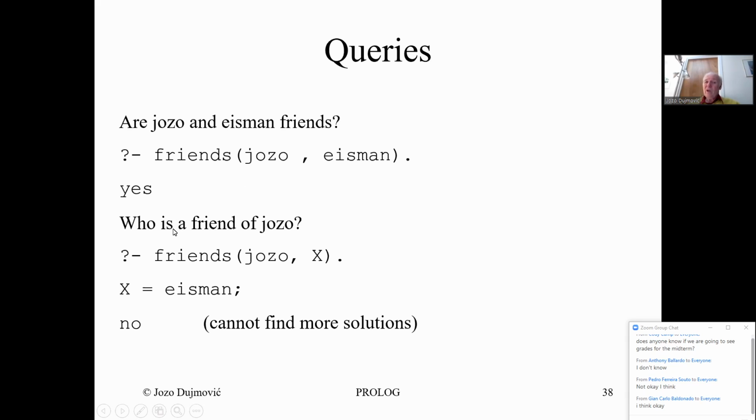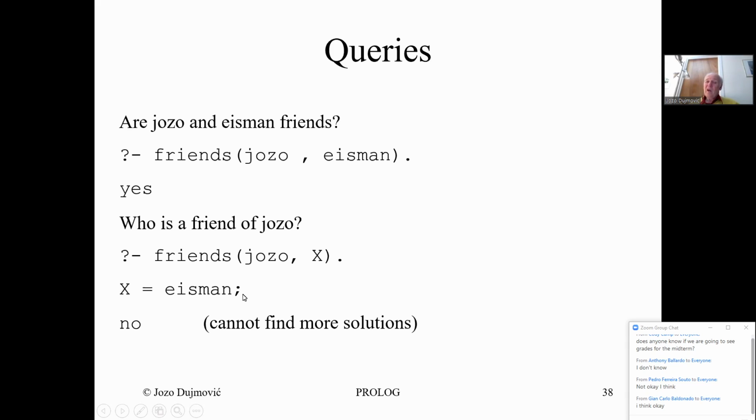You can say, who is a friend of Yozo? And you say, friend of Yozo is X. So go through this database of facts and rules and try to satisfy this friend of Yozo is X with some X. And then what you are going to get as the result, X is Eisman. So Eisman is satisfying that friend of Yozo is Eisman.